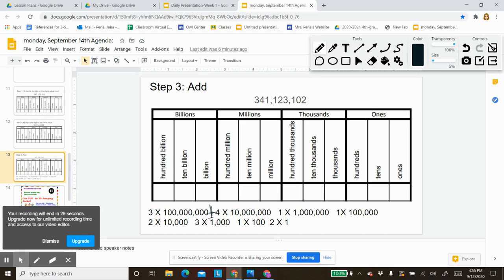So in between each one, so I had, there we go, 3 groups of 100 million, 4 groups of 10 million, 1 group of 1 million, 1 group of 100,000, 2 groups of 10,000, 3 groups of 1,000, 1 group of 100, and 2 groups of 1. I've added them all up. There's the steps you need to take.